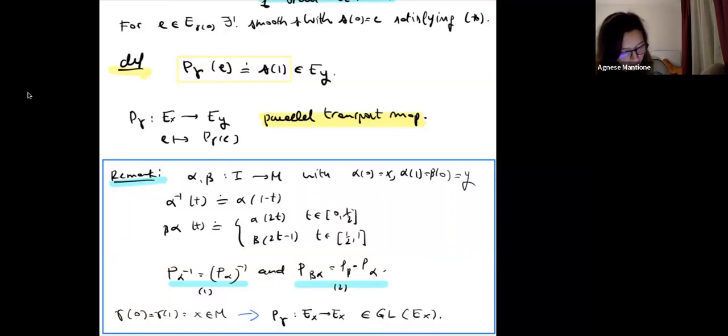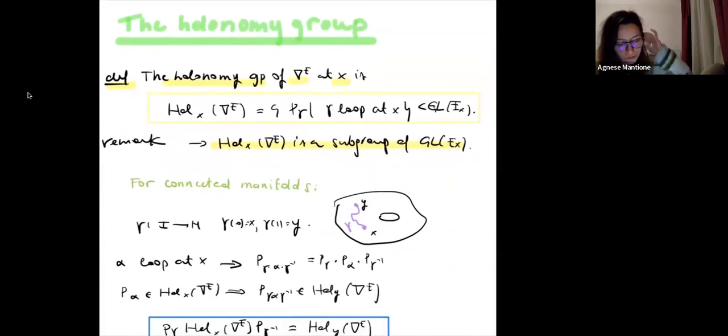So finally, with all this information, we can define the holonomy group. The holonomy group refers to a chosen connection, and to begin with, we define it at the chosen point of our manifold. It is the subgroup of linear transformations on the fiber at x given by parallel transport maps for loops at the point. But somehow this definition can be made independent of the choice of our point.